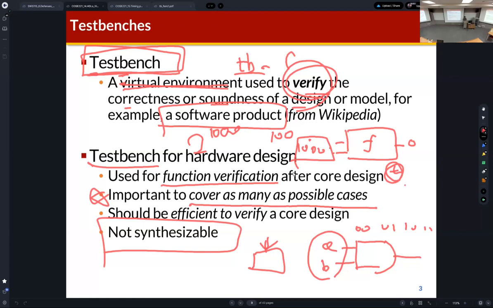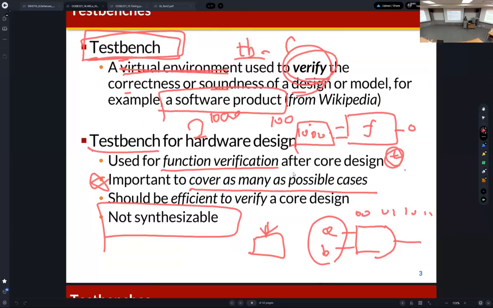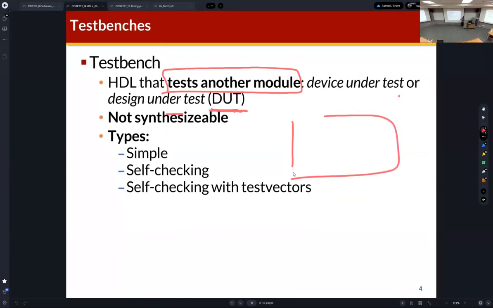Okay, so for this verification process, we actually need to design a test bench. The test bench is the specific module for verifying our core design. And you need to remember that the test bench is not synthesizable. So we don't need to consider synthesis for designing a test bench. It means that we can write test bench code like normal software code, okay? Because it will not be synthesized.